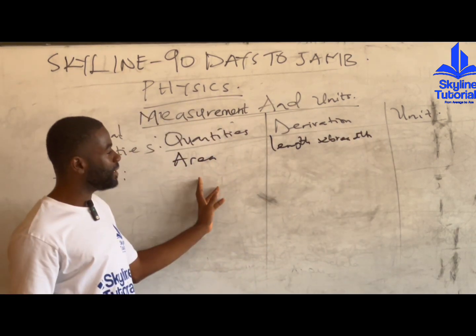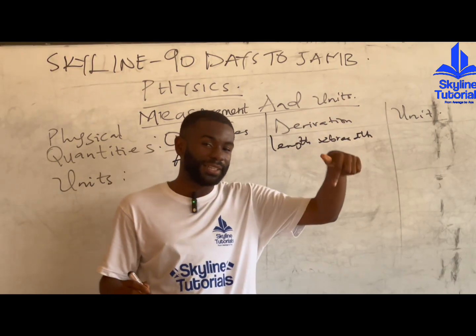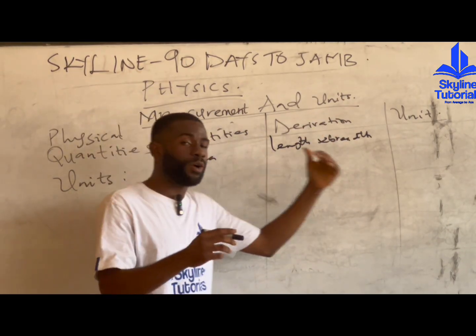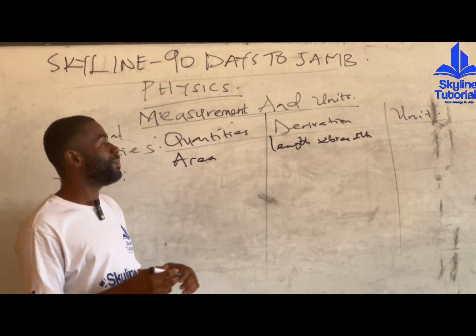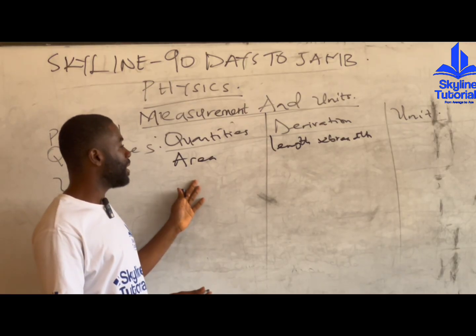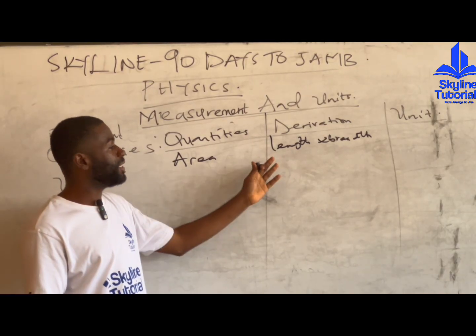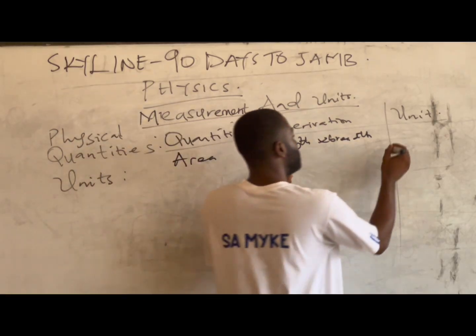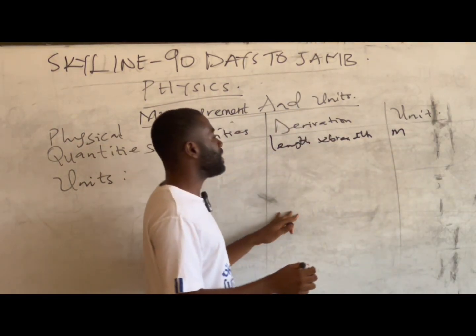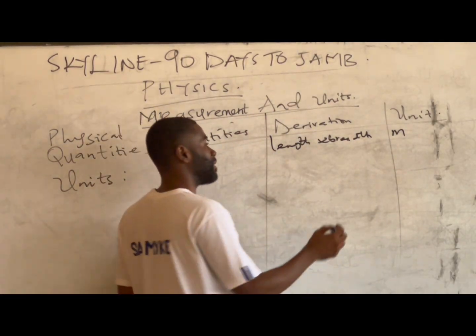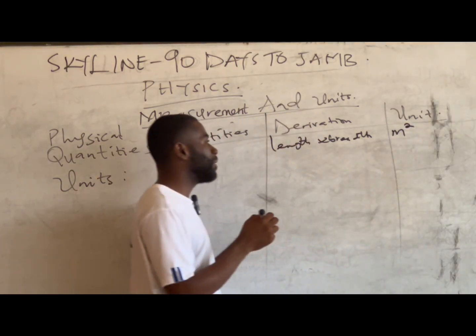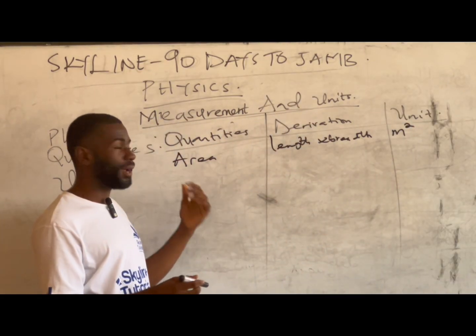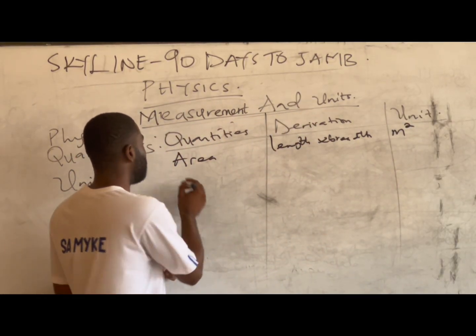Remember, derived quantities are quantities that are dependent. For them to exist, there must be two or more other quantities that must be present. So if I want to get the area of a shape or whatever, it is calculated by multiplying the length times the breadth. Since length is measured in meter and breadth is measured in meter, meter times meter will give us meter square. So that becomes the unit for area. Another example is volume.